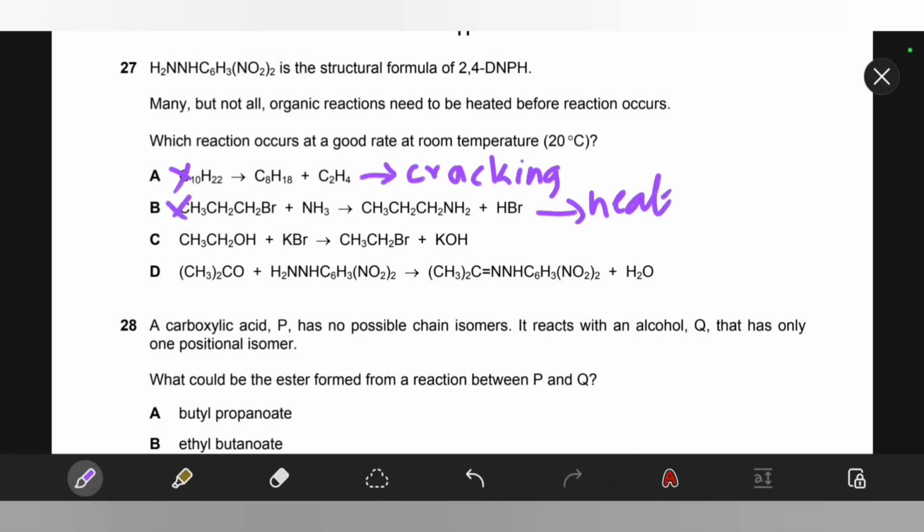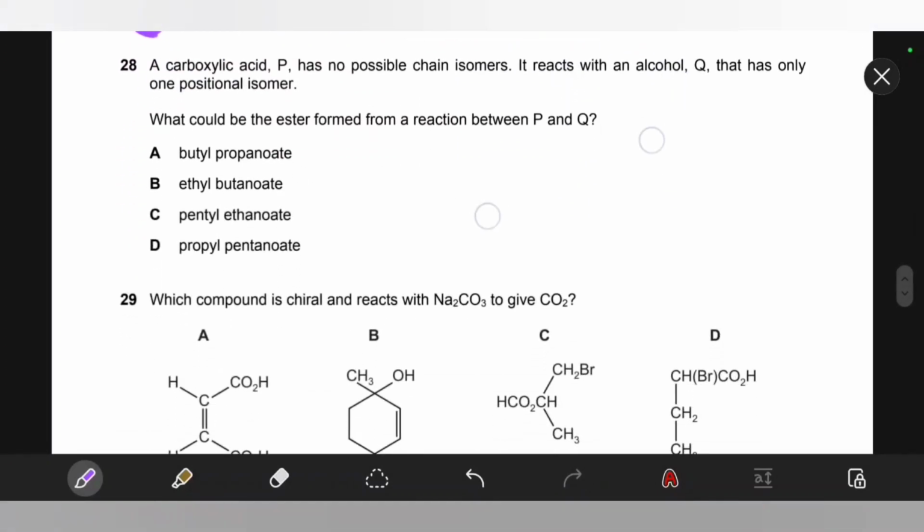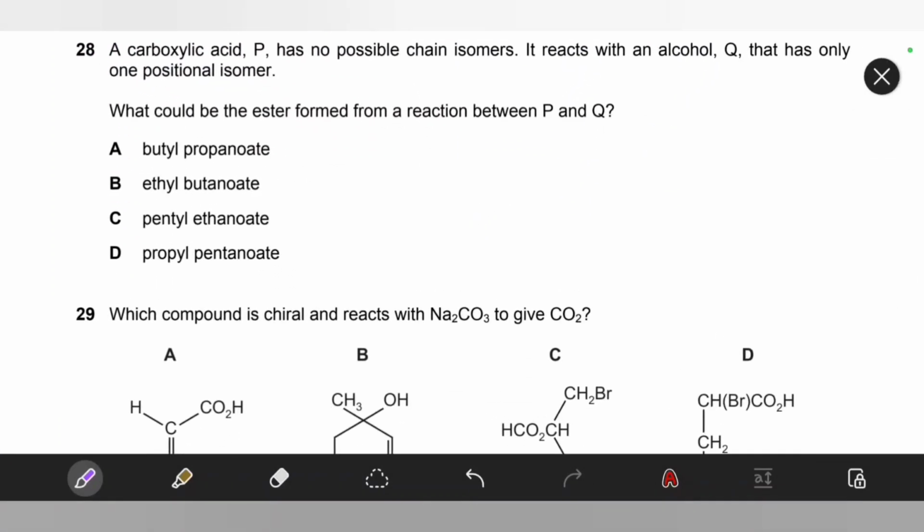C is preparation of halogenoalkane, so that can't be an answer. And D is showing the reaction of 2,4-D and pH. Okay, so D might be a close answer. Carboxylic acid P has no possible chain isomers. It reacts with an alcohol that has only one positional isomer. What could be the ester formed from a reaction between P and Q?